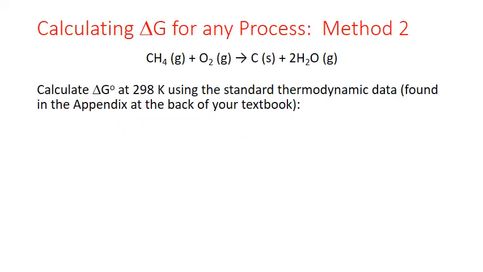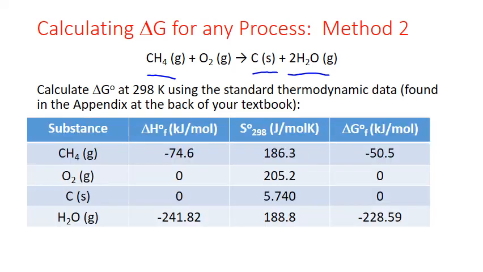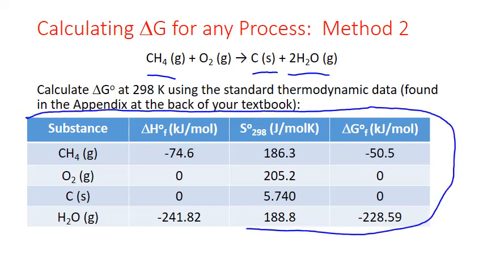Let's calculate the standard Gibbs free energy change at 298 Kelvin for the oxidation of methane gas to carbon in its graphite form and gaseous water. So to do this, we need to look up our standard reference values. When we look at the appendix in the back of the book for these particular substances, we find the full set of data. So we see here our enthalpy, our absolute entropy, and our Gibbs free energy of formation values.